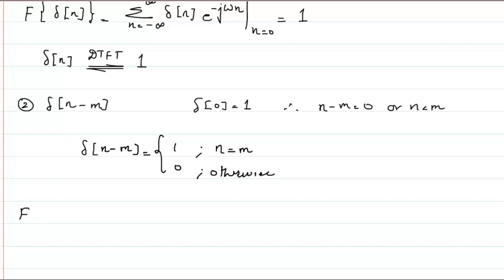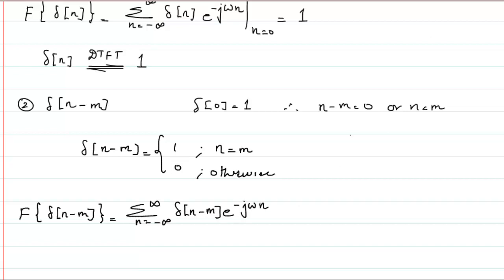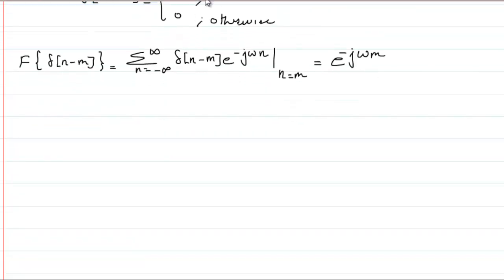Therefore I am going to put it into the equation of Fourier transform of delta n minus m: summation n is equal to minus infinity to infinity delta n minus m e raised to power minus j omega n, which will exist only at n is equal to m. If I put n is equal to m, this becomes delta of 0, which we know is equal to 1, and this will be e raised to power minus j omega m. So 1 into e raised to power minus j omega m is e raised to power minus j omega m itself.